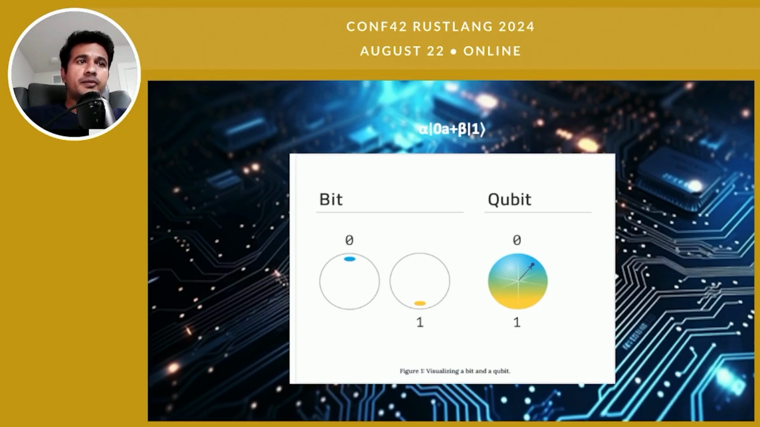So, superposition. Superposition is a principle of quantum mechanics where a qubit can exist in multiple states simultaneously.